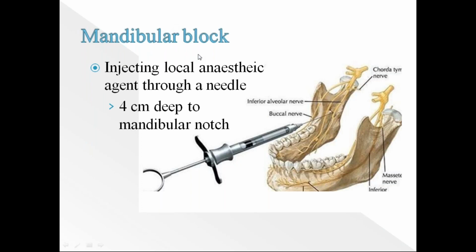Usually this is a tedious procedure. Usually they will inject local anesthetic 4 centimeter deep to the mandibular notch. You will have the trunk of the mandibular nerve in this place. So they will give the mandibular nerve block at this site. Okay. So that's all about the applied aspects of the mandibular nerve.